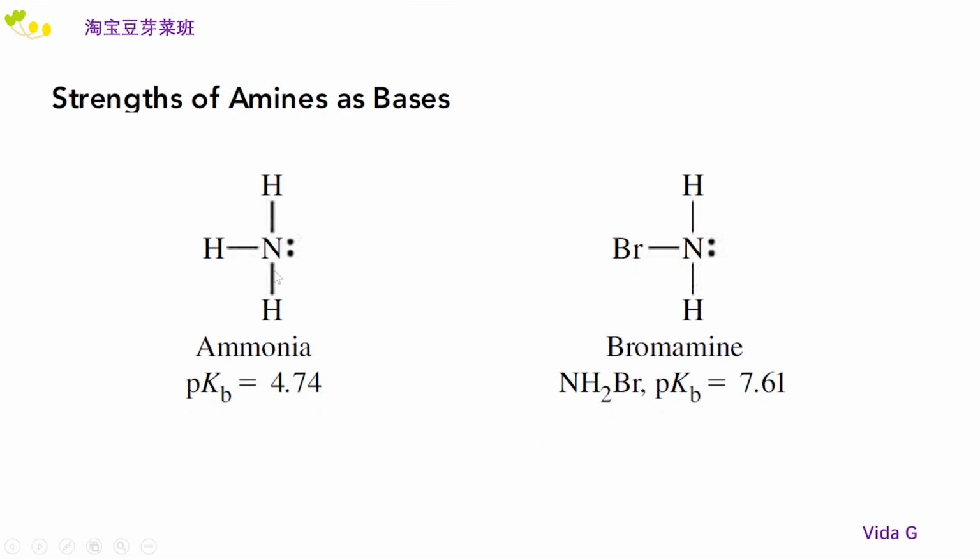Okay, let's talk about amines as bases. First, we consider ammonia and bromamine. Since bromide is an electron withdrawing group, it will stabilize the electrons around the nitrogen. And so it's less likely for the nitrogen here to donate electron pairs to grab a proton. So bromamine is a weaker base, okay? Because it is less likely to donate electron pairs. So this one, bromamine, is a weaker base than ammonia.